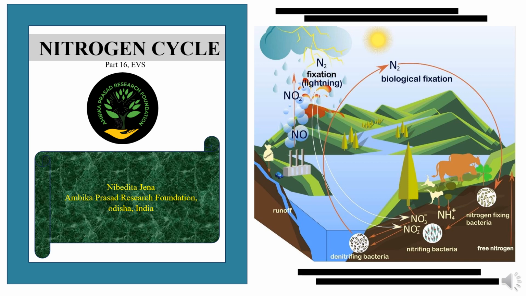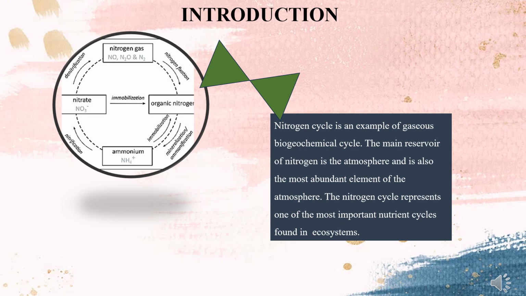So today, in this part of environmental science, we are going to discuss the nitrogen cycle, its method and mechanism. So let's start. The nitrogen cycle is an example of a gaseous biogeochemical cycle. The main reservoir of nitrogen is the atmosphere, and it is also the most abundant element of the atmosphere.